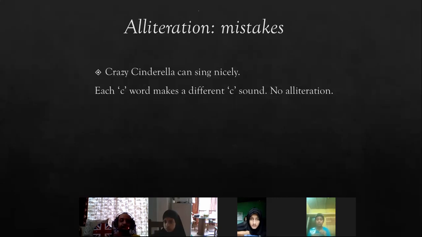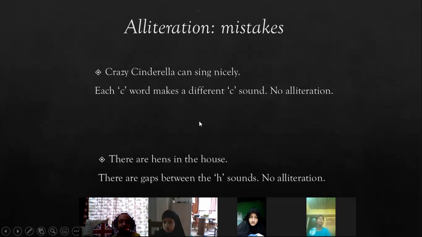Crazy, that's making a hard C sound, k. Cinderella, that is making a soft C sound, s, right? And then can, which is again hard C. You probably learned about hard C and soft C in spelling. So here we can see in this sentence, crazy Cinderella, they're making 2 different sounds. Even though crazy and Cinderella both have C at the beginning of the word, they're making 2 different sounds. It's crazy Cinderella. You can see how it sounds, right? That's why there is no alliteration here.